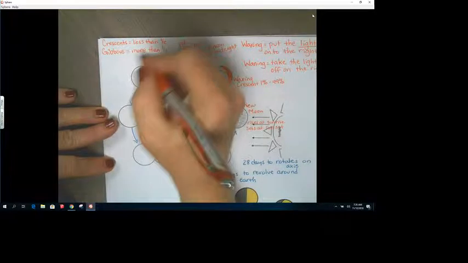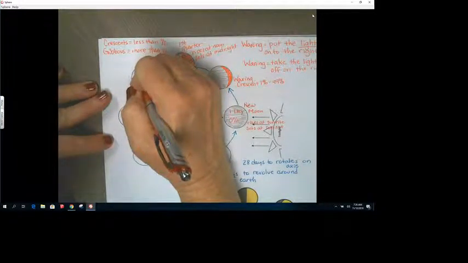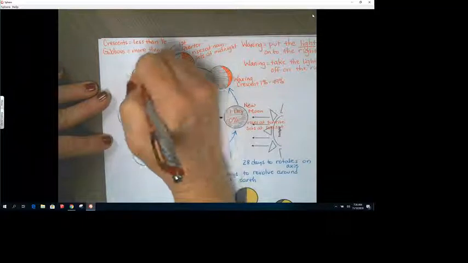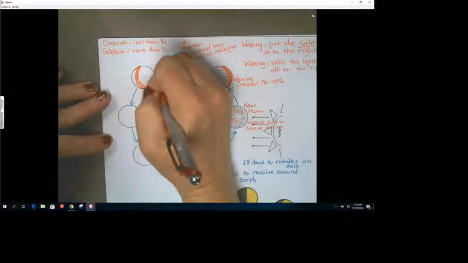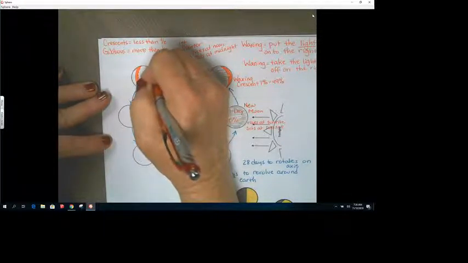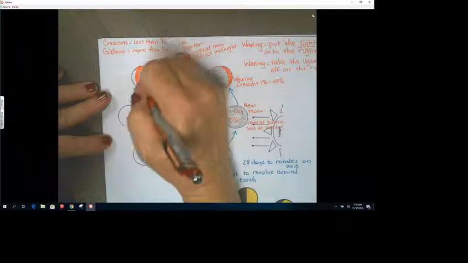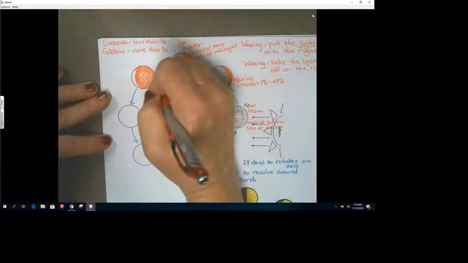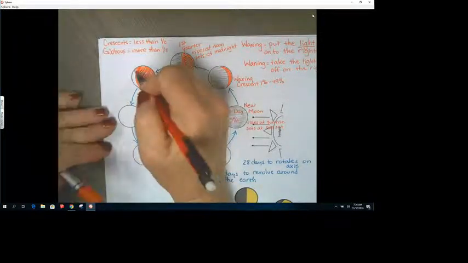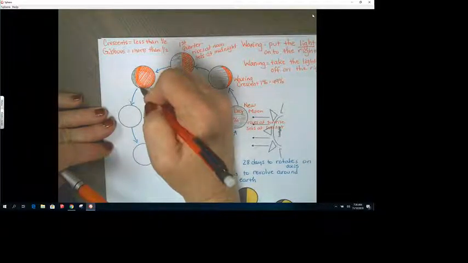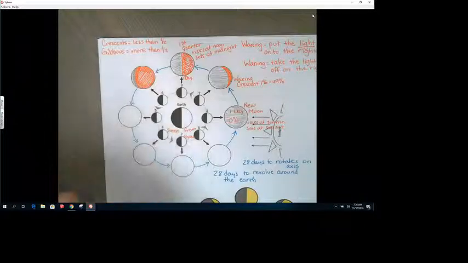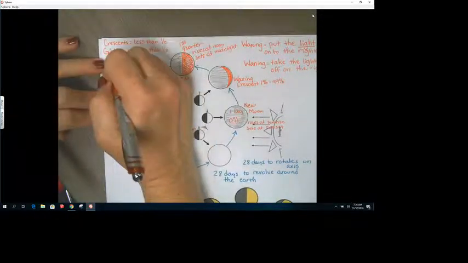Alright, then we're going to come over here and we have our waxing gibbous. We want the big side. Remember that gibbous means more than half. So we have more than half of the moon lit. And it's going into that full moon. Alright, so waxing gibbous.